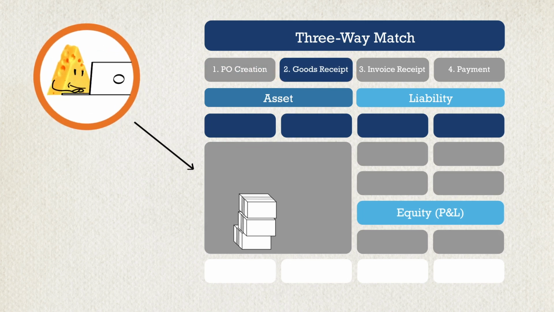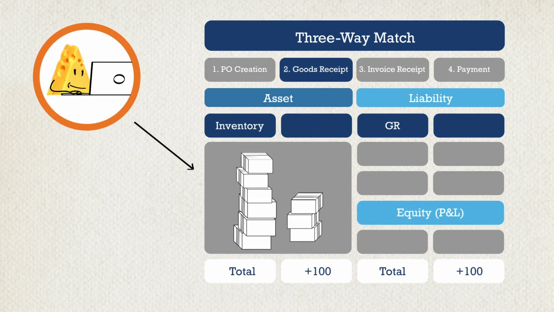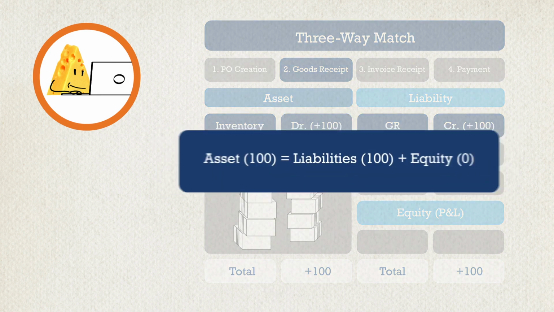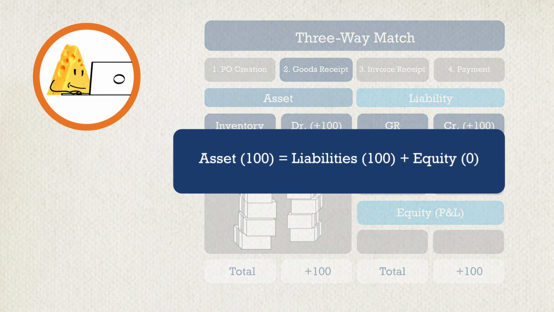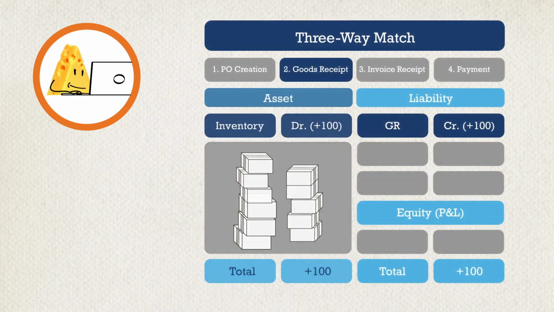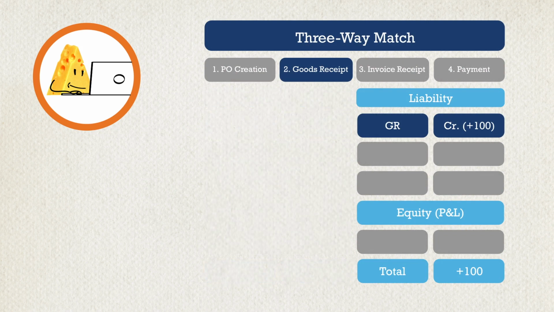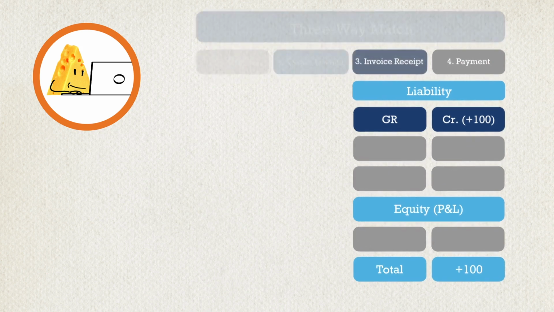The goods receipt is provisioned in the balance sheet as a liability at the purchase order price against the physical inventory, which is registered in the balance sheet as an asset. In this example, the goods receipt creates a credit of €100 in the liability and the inventory a debit of €100 in the assets. Therefore, assets equal liabilities plus equity. The goods receipt is a temporary position representing an obligation for payment to a supplier corresponding to a particular order.